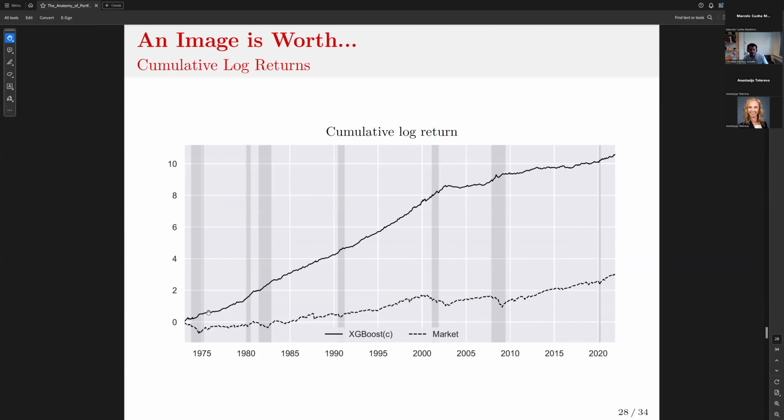Here I guess an image is worth more than 1,000 words. Here you can see the cumulative log return of the XGBoost portfolio versus the market. As you can see, most of the gains come from the period prior to 2004. There are a couple of papers in RFS that talk a lot about this break, and the idea is maybe that the market essentially became more efficient because information was more accessible.